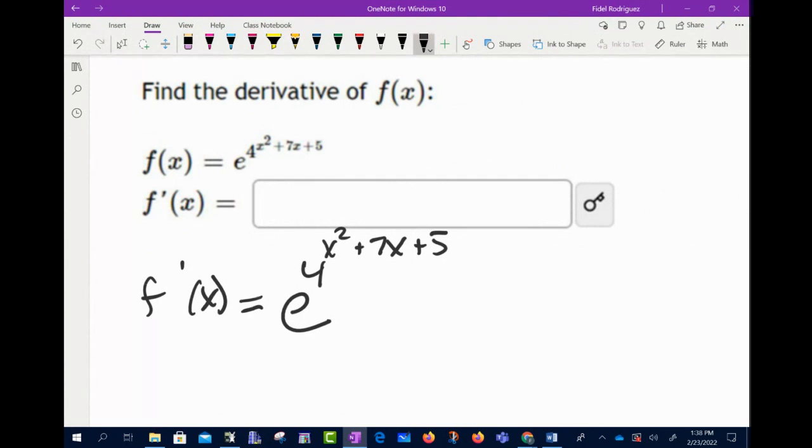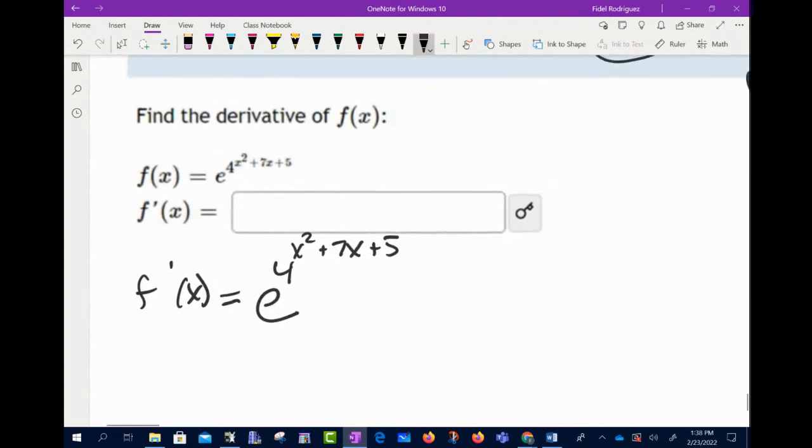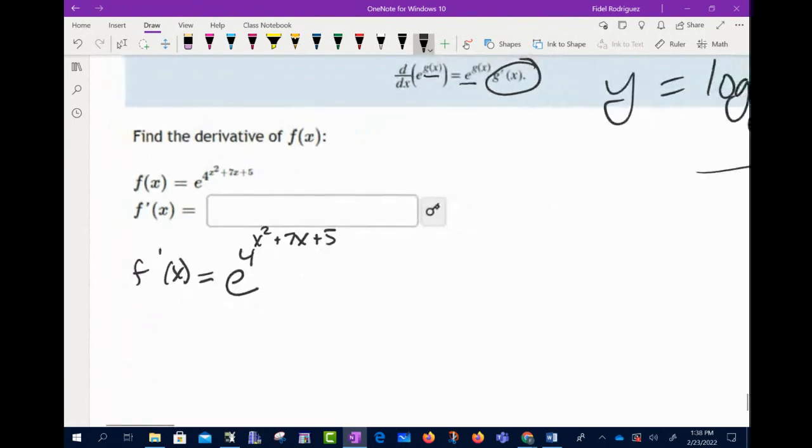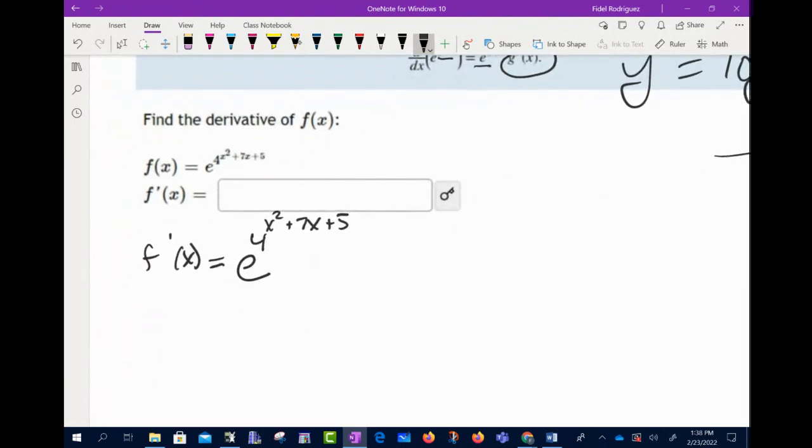Let me see. Give me one quick second here, y'all. I thought I had done this one, and maybe I didn't. So if this is 4 to the x squared plus 7x plus 5, let me try this real quick. Sorry, I should have done this earlier.